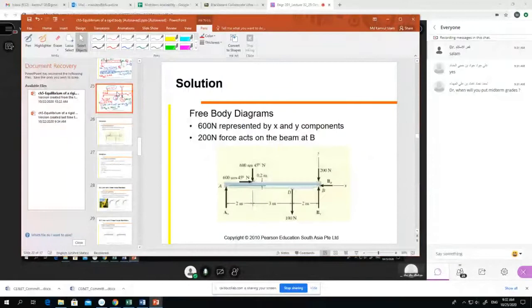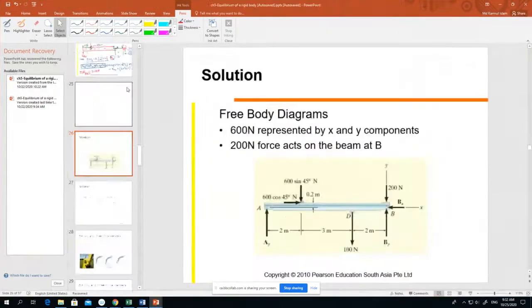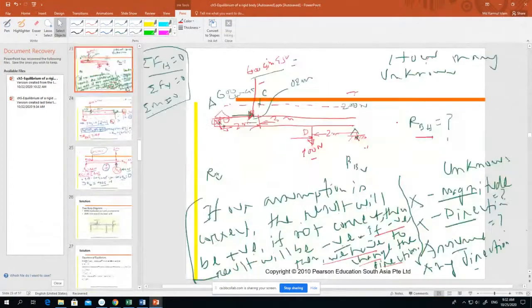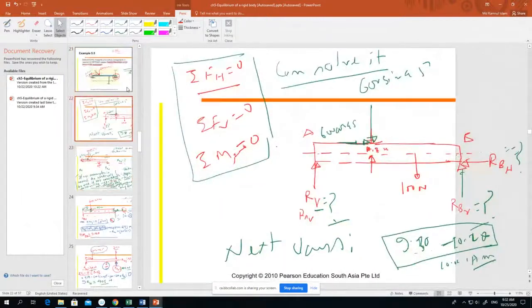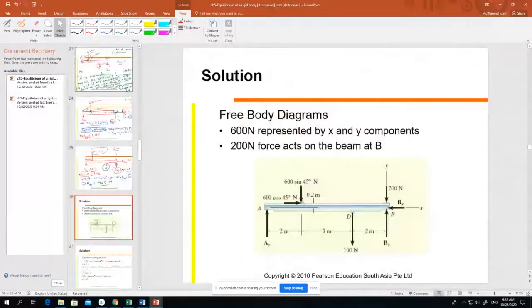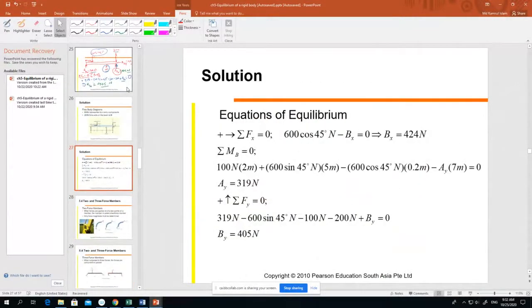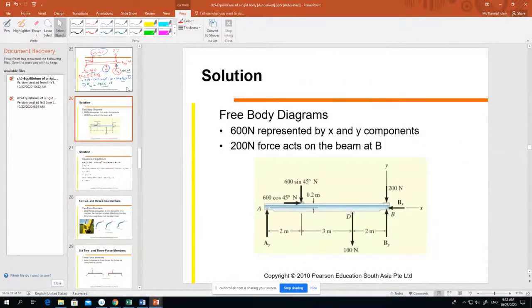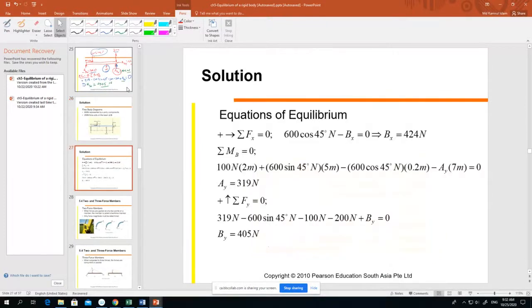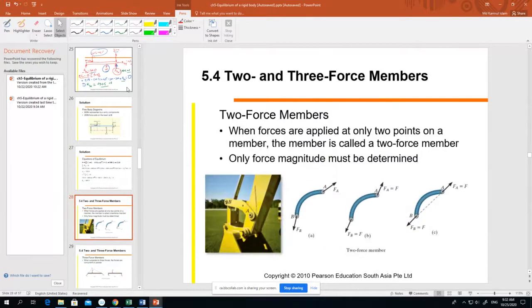Well, now let's start our lesson today. Yesterday we finished example 5.5, and the solution is also given in the slide, but we also solved it. Now we will start a new topic today.